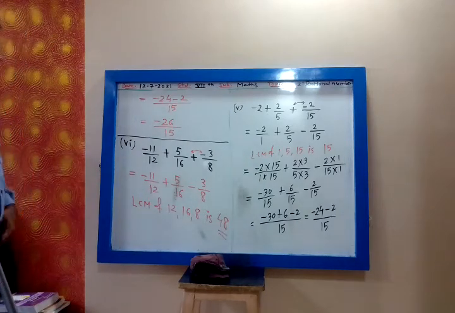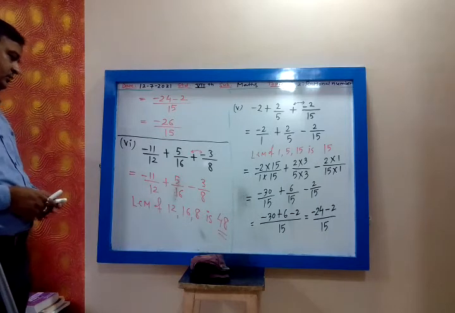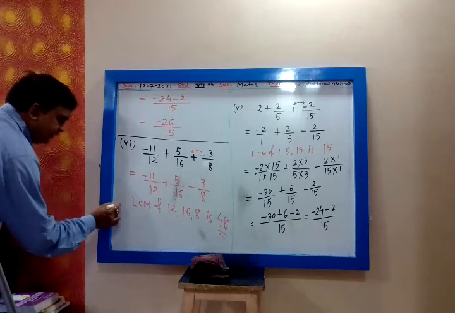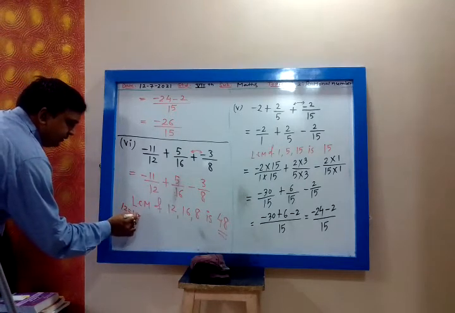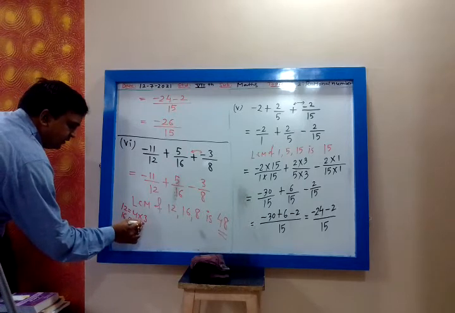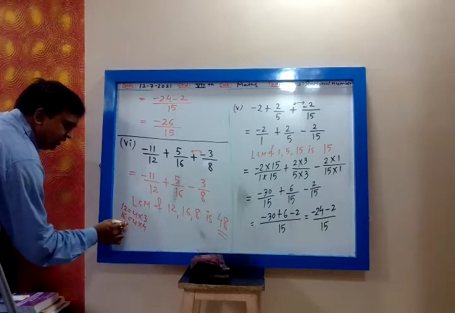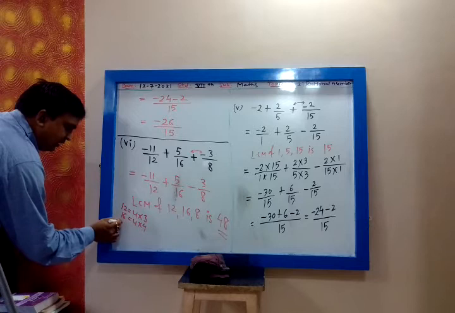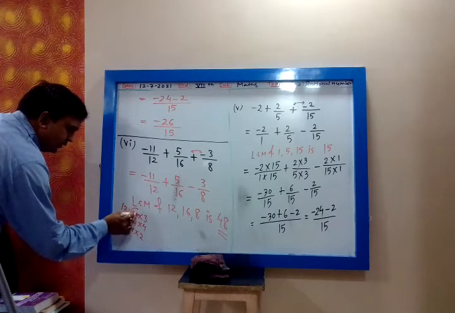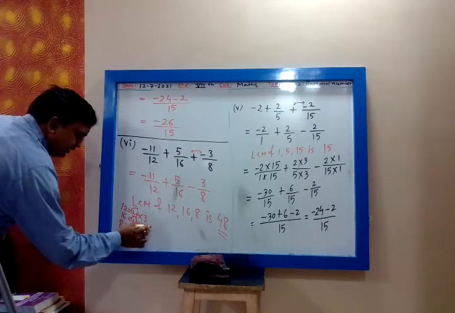LCM of 12, 16 and 8 is 48. You can find the LCM like this. 12 you can write as 4 threes are 12. 16 you can write as 4 fours are 16. And 8 you can write as 4 twos are 8. 4 is common.